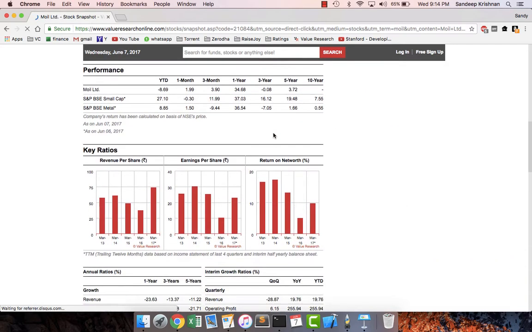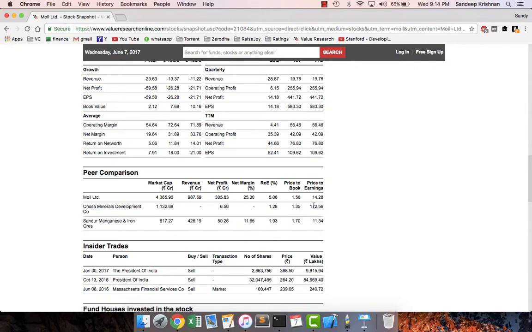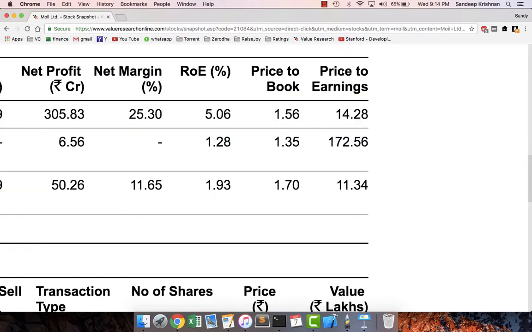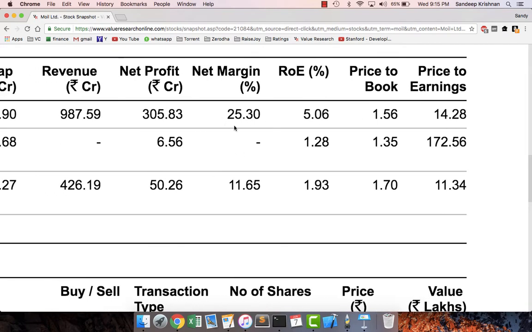It will tell me the data in terms of the price to book ratio. This is the price to book ratio. This is the price to earnings ratio. So look at this company. Its price to earnings ratio is 14.28. So we spoke about 15. So this is a fairly priced company. Price to book ratio is 1.6, and we said that it should be in the range of 1 to 3. So this is a fairly priced company. This is return on equity. It varies from company to company. This is net margin.